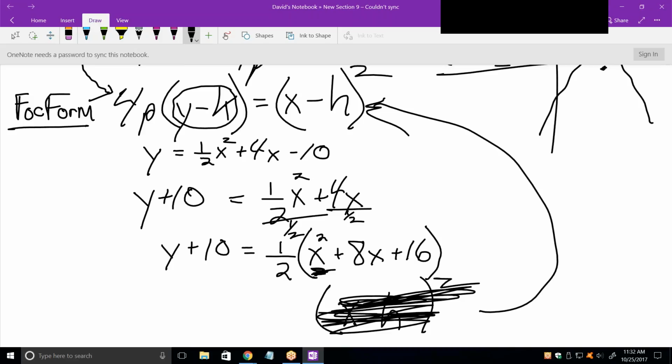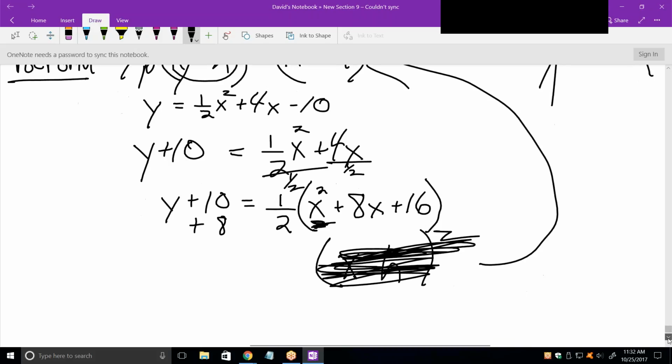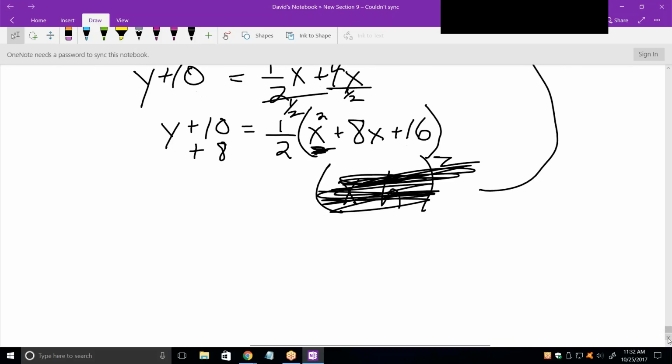So how can I balance things out so that I'm not changing anything? Add 8 to the left side. You can always do whatever you want to both sides of the equation. Well, I just added 8 to the right side. So I got to add 8 to the left. Now everything is the same. It's no longer different. It's just written differently.